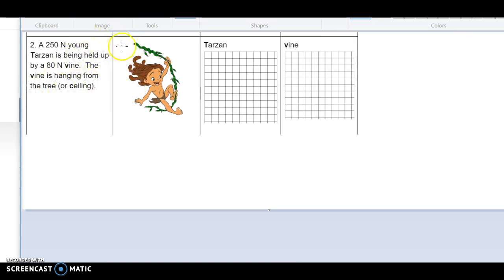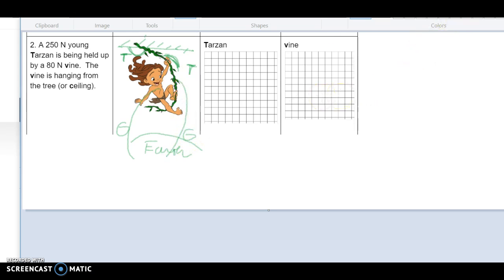So first thing I'm going to do is add in the ceiling, and I'm going to add in the earth. Let's look for interactions here. We have Tarzan and the vine interacting. That's a tension because he's hanging. Also the vine from the ceiling, that's a tension because it's hanging. Then Tarzan is going to get a gravity, and the vine is going to get a gravity.